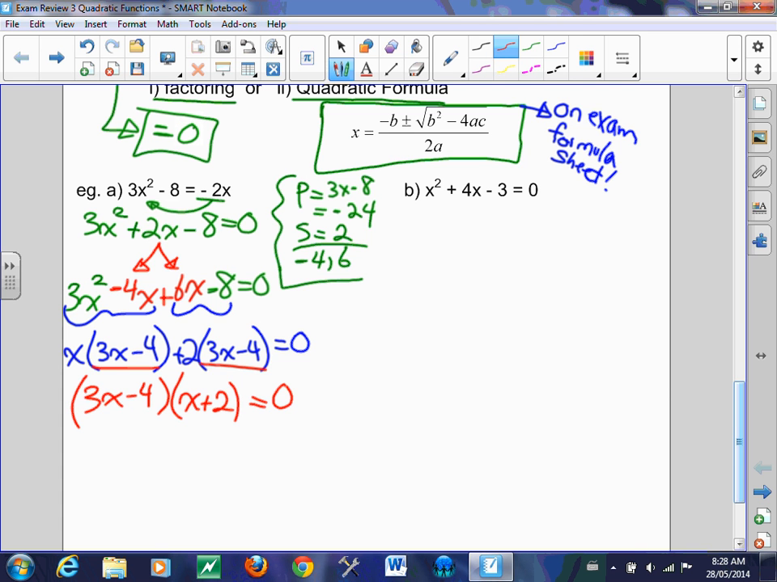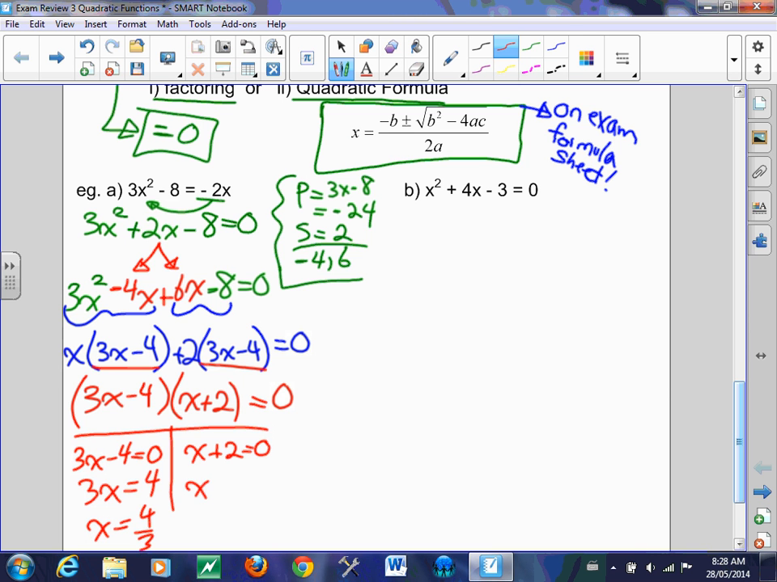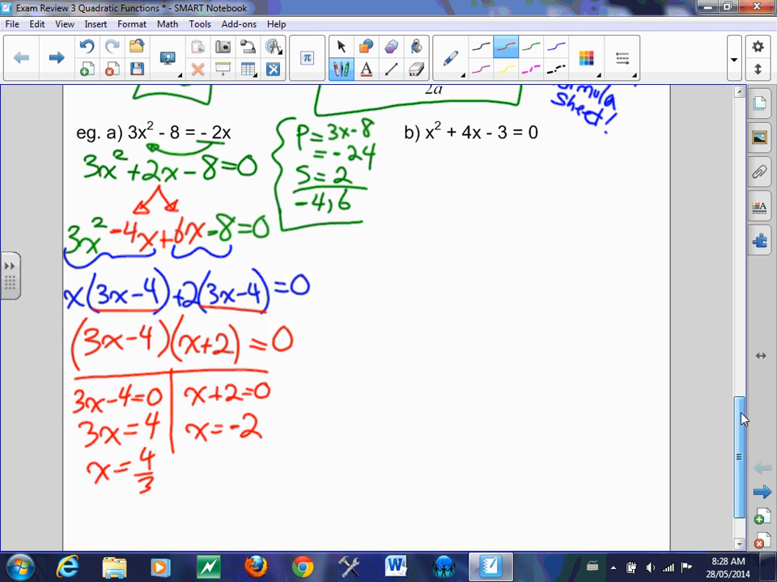Now that we've got our factors done, we have to do what's called the zero product property. To get the left side to equal the right side, one of these brackets or both of these brackets have to equal 0. You can set up a t-chart if you want. So 3x minus 4 equals 0, 3x equals 4, so x equals 4 over 3. Or the other one, x plus 2 equals 0, therefore x equals negative 2. Please circle your final answers. It just makes it a little more organized and neat.